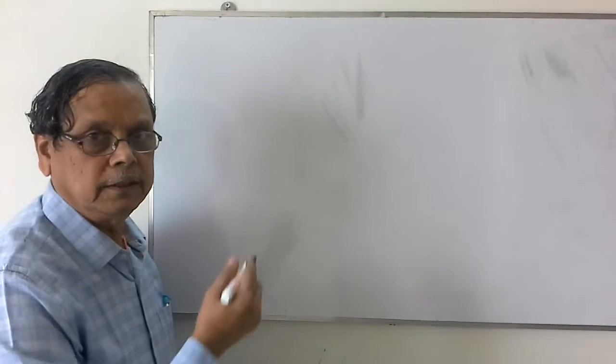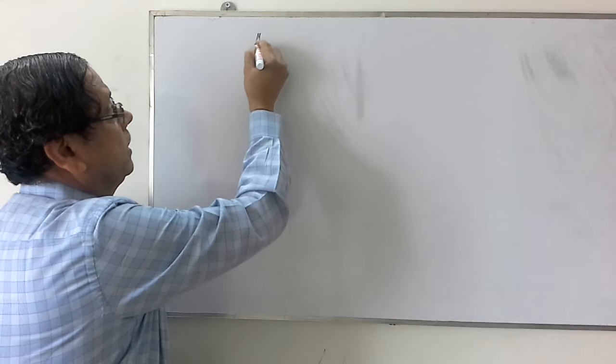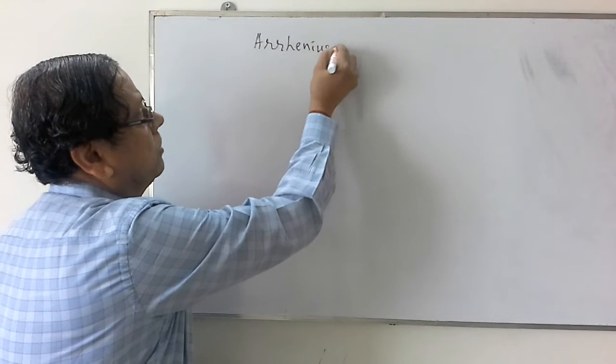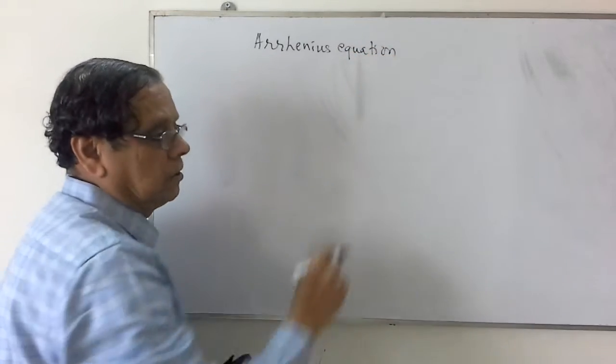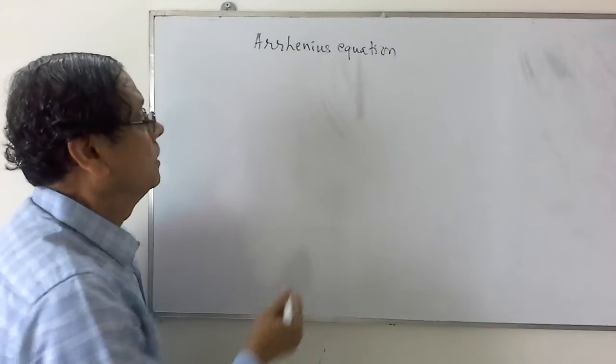Back to the chemical kinetics topic. We were studying this Arrhenius equation. This Arrhenius equation is used to study the effect of temperature on the rate of reaction.